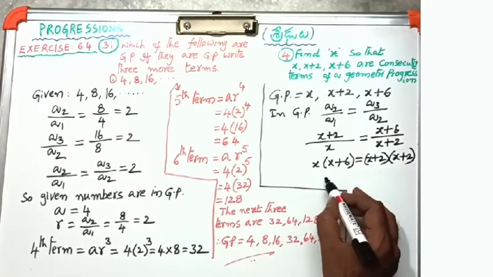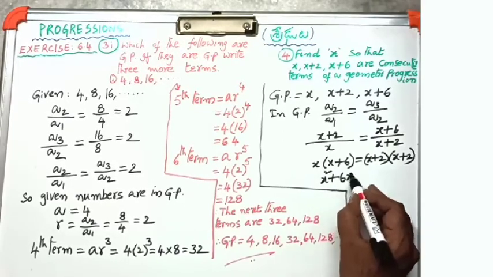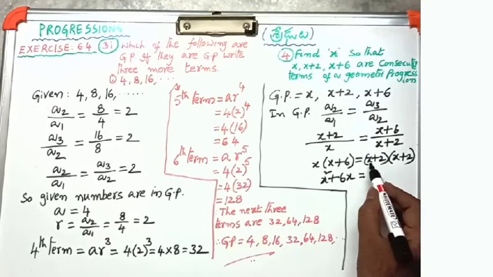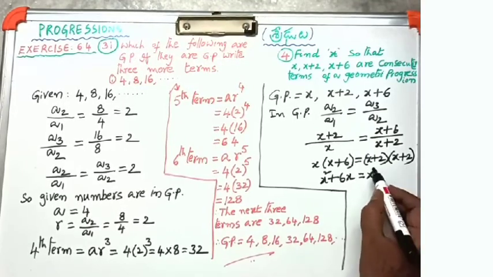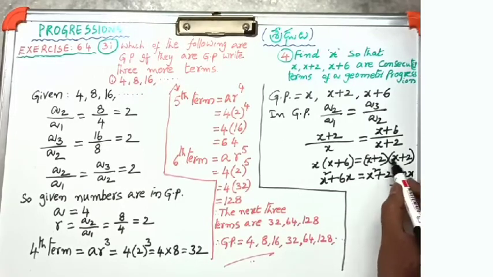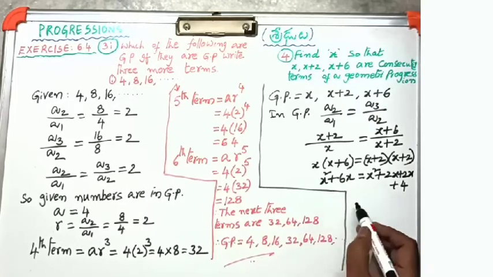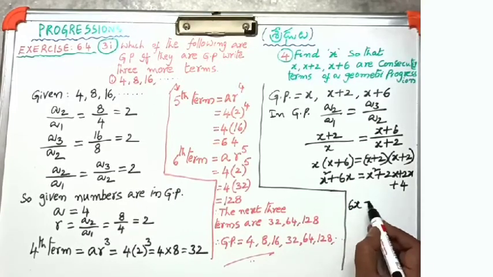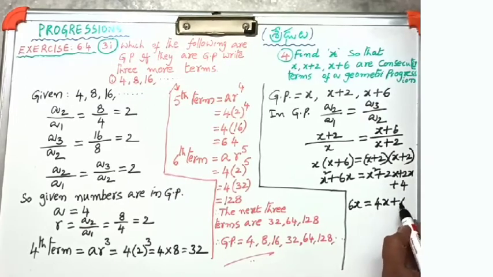So x into x, x square. x into 6, 6x, that equals, now you multiply these two: x into x, x square, plus x into 2, 2x, plus 2 into x, 2x, plus 2 into 2, 4. So now cancel this x square and x square. You will get 6x is equal to 4x plus 4.